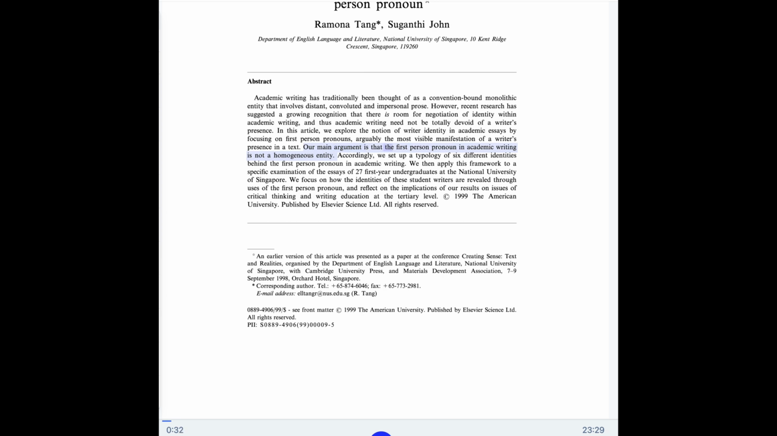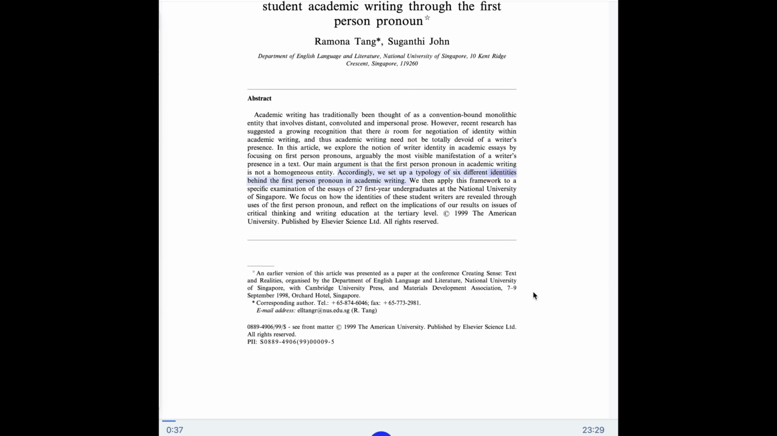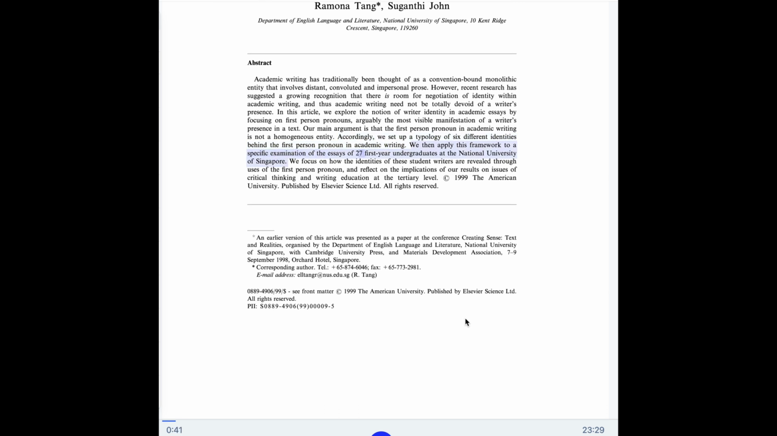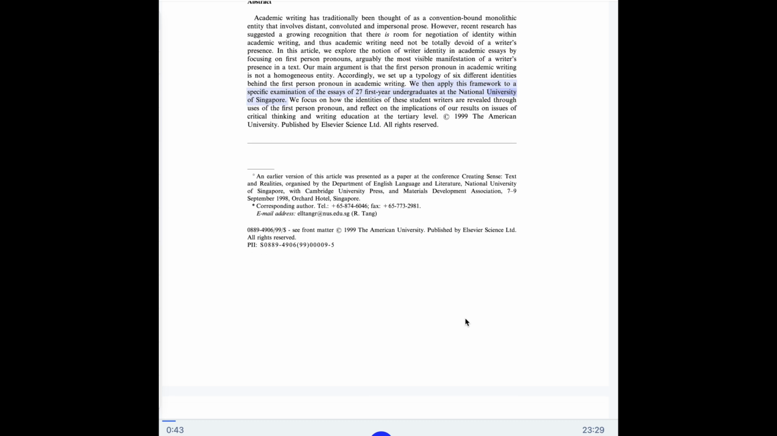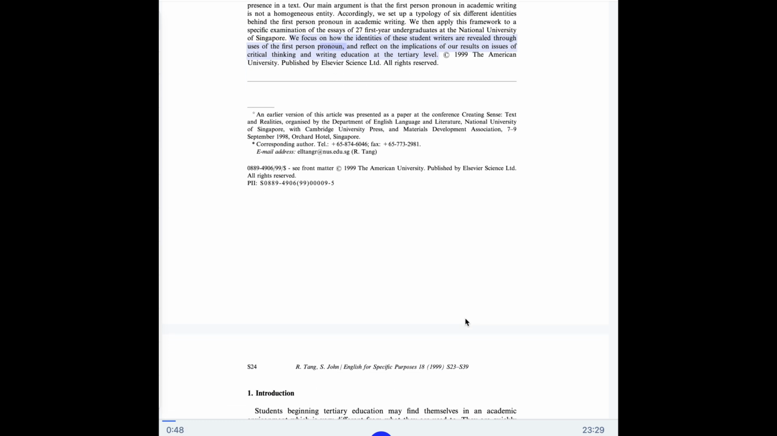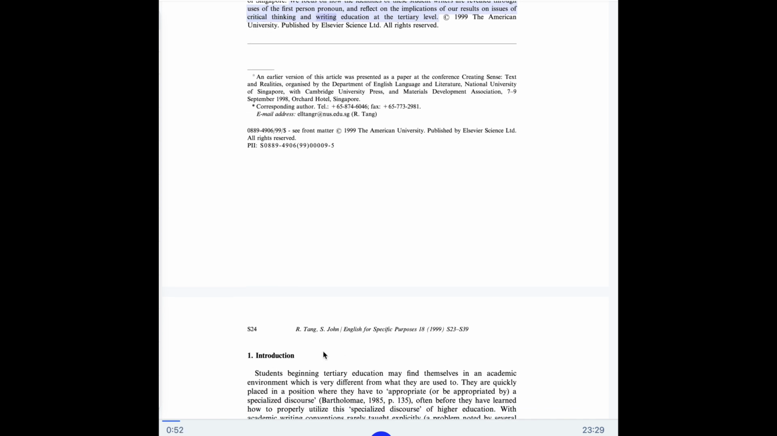Our main argument is that the first person pronoun in academic writing is not a homogeneous entity. Accordingly, we set up a typology of six identities behind the first person pronoun in academic writing. We then apply this framework to a specific examination of the essays of 27 first-year undergraduates at the National University of Singapore. We focus on how the identities of these student writers are revealed through uses of the first person pronoun, and reflect on the implications of our results on issues of critical thinking and writing education at the tertiary level.